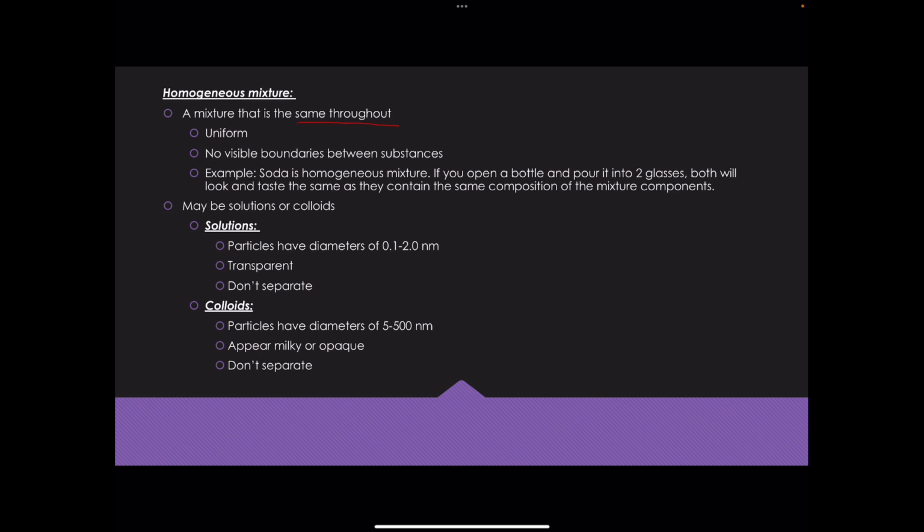Now, a homogeneous mixture can be described one of two ways. It could be a solution or it could be a colloid, and sometimes we get these two mixed up. Solutions are going to have particles that have a diameter of 0.1 to 2 nanometers. They're going to tend to be transparent and they don't separate. Colloids are going to have particles with diameters of about 5 to 500 nanometers. They're going to tend to appear either milky or opaque, and they don't separate.